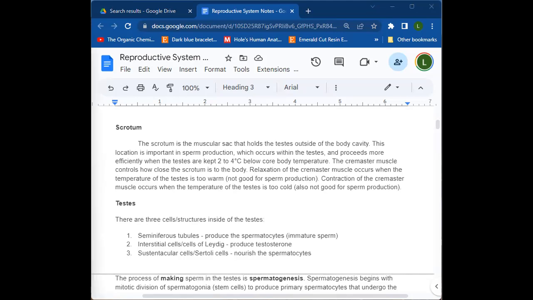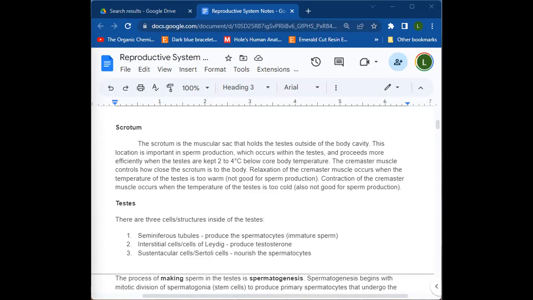Okay, so first let's start with the male reproductive system. We need to know that one of the reproductive structures is the scrotum. The scrotum is a muscular sac that holds the testes outside the body. The testes have to be located outside the body because that's what's needed for good sperm production. The sperm have to be produced at about 2 to 4 degrees below core body temperature.